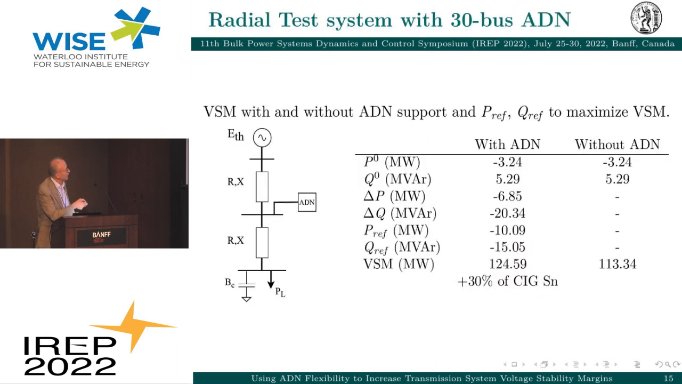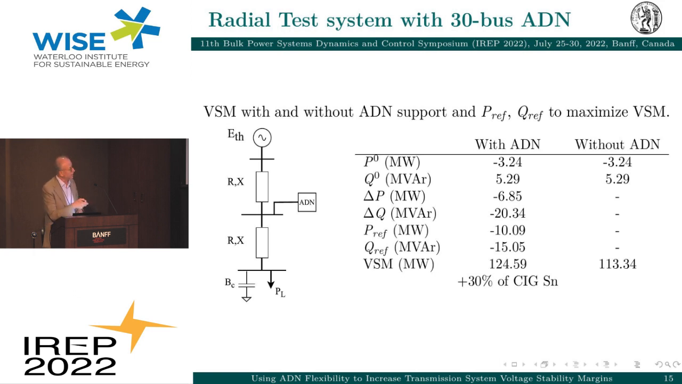This is a very simple radial transmission system where we have the active distribution network with the 30 buses. In this case, we saw that initially the system has a small margin, 113 megawatt. By taking advantage of the flexibility, it can increase by 10 megawatts, but this is 30% of the nominal capacity of the converters in the system. So it's not that little after all.